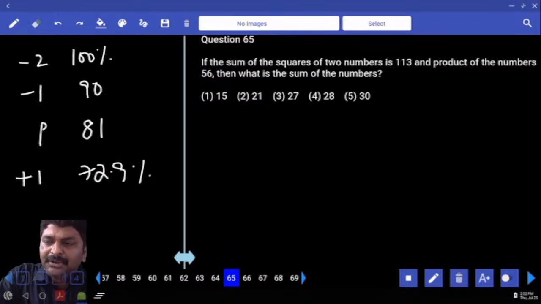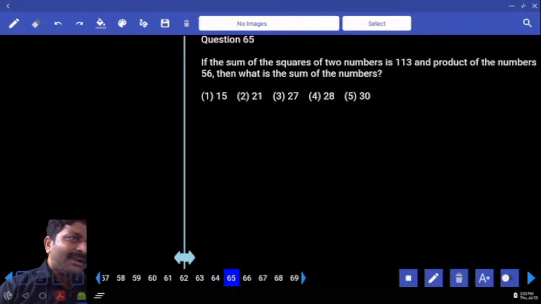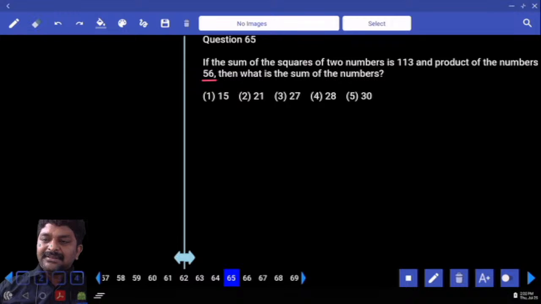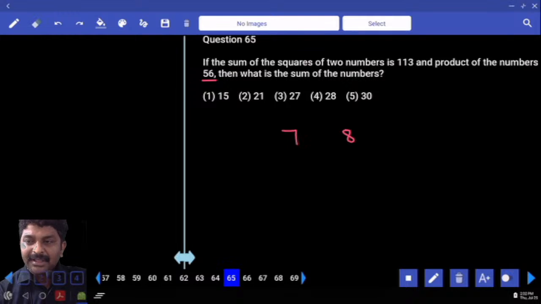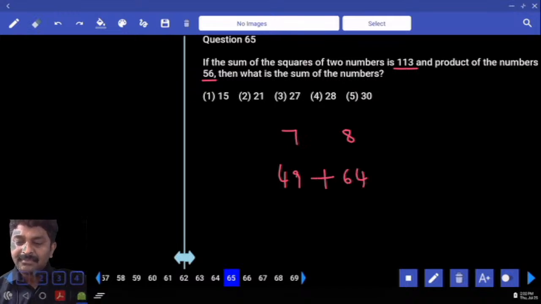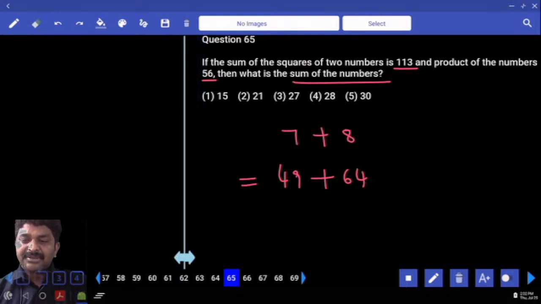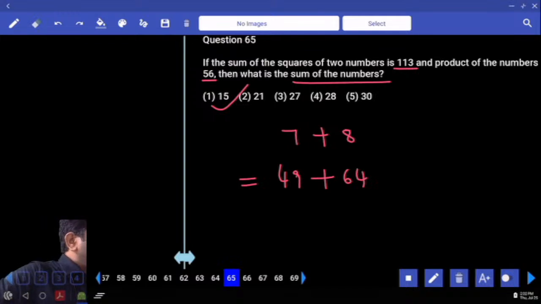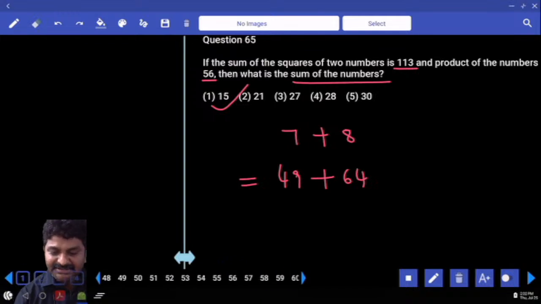The sum of squares of two numbers is 113. Product of numbers is 56. Then what is the sum of numbers? See, we can use an algebraic equation here, but I don't want to do it. 56 we can write as 7 into 8. This is one combination. And you know that the sum of their squares is 113. Let's take 7 square, 8 square. Sum. Satisfied, right? And now the question is to identify the sum of numbers. Answer? Yes. Instead of going with an algebraic equation, this is better.